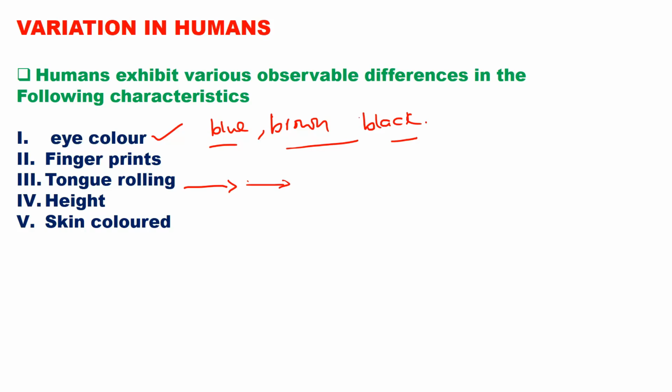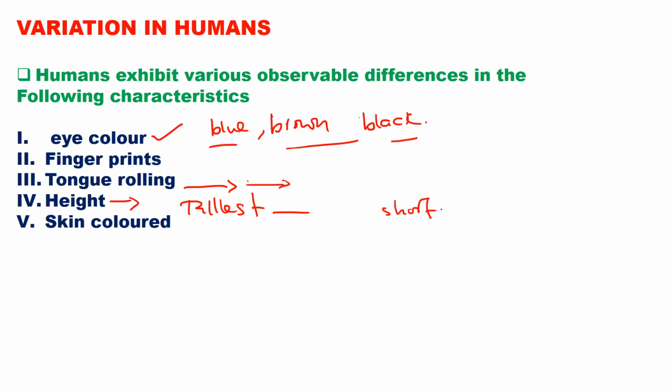Then we can talk of height. We have tall people, let's say the tallest people, we have the intermediate, and we have the shortest. Between the two extremes, that is the tallest and the shortest, you find various variations in between. So height is also one characteristic that shows a variation in humans.